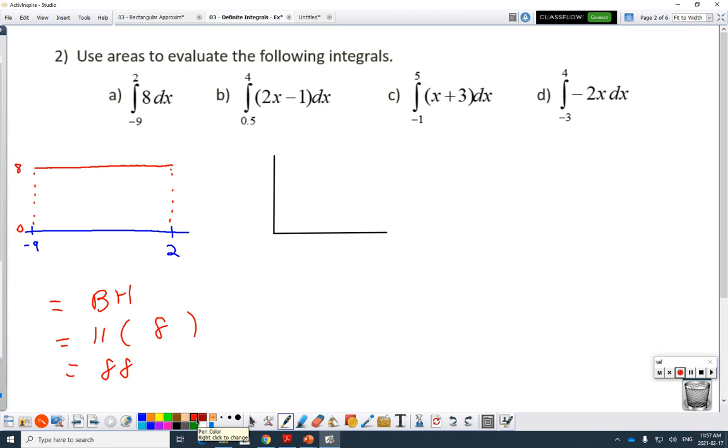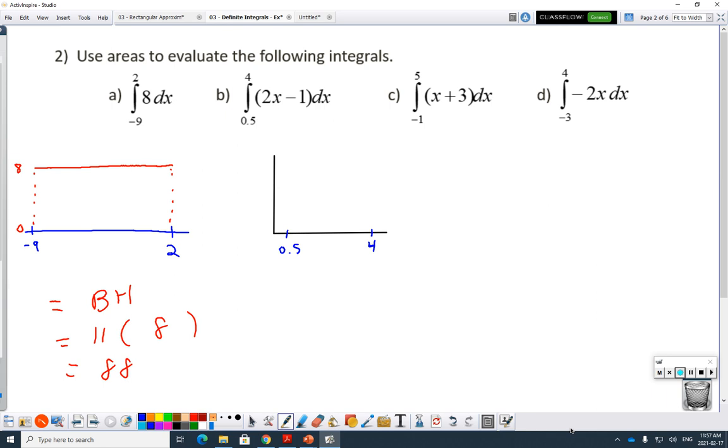Integral from 0.5 to 4. That's the integral we're after this time. I've made no effort to draw this to scale because I don't need to. I just need to know 0.5 to 4.